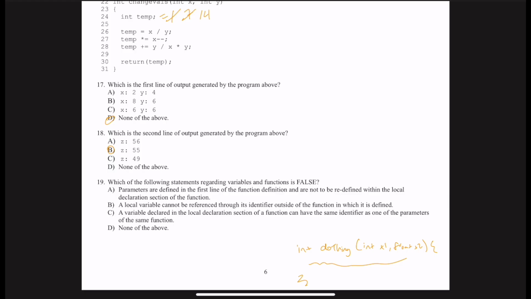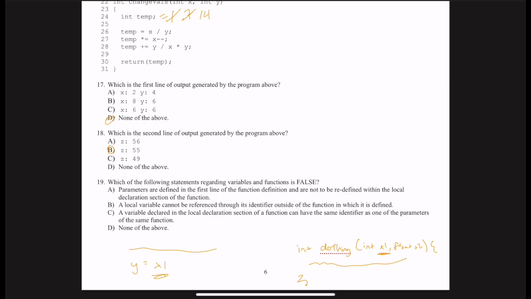B, a local variable cannot be referenced through its identifier outside of the function in which it is defined. This one is also going to be true. So if we have our function over here, do thing, that has x1 and x2, and I have some other function over here, and I want to do y equals x1, that's not going to be the same variable in both. The x1 in one function is not the same as the x1 in another function. It will be its own local variable that needs to be declared. So B is true. And this is the whole idea of scope.